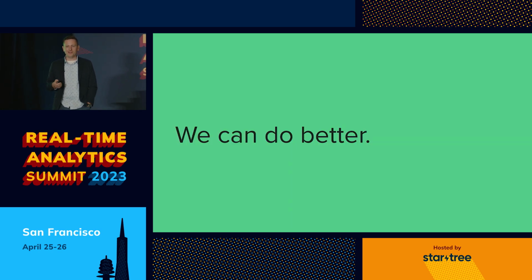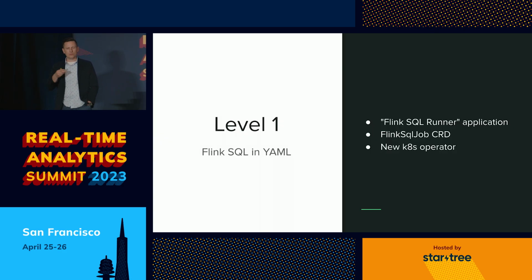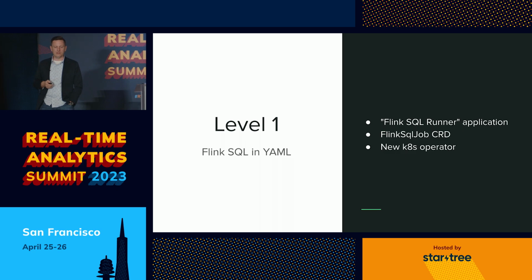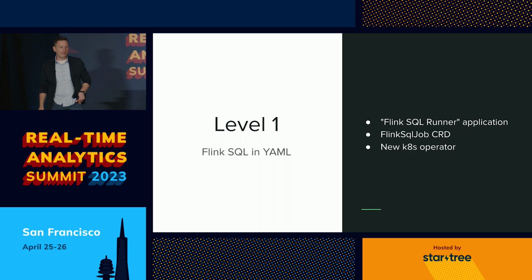So can we do better, right? I think we can do better than this experience. So I'll walk you through some evolutions of this model, and we'll push it almost to absurdity to see how declarative we can get. The first level of deeply declarative is let's stick our Flink SQL in the YAML, in the same spot as the rest of the YAML. This involves writing a Flink SQL runner application, writing a Flink SQL job CRD, a custom resource definition, and basically writing a whole new Kubernetes operator.